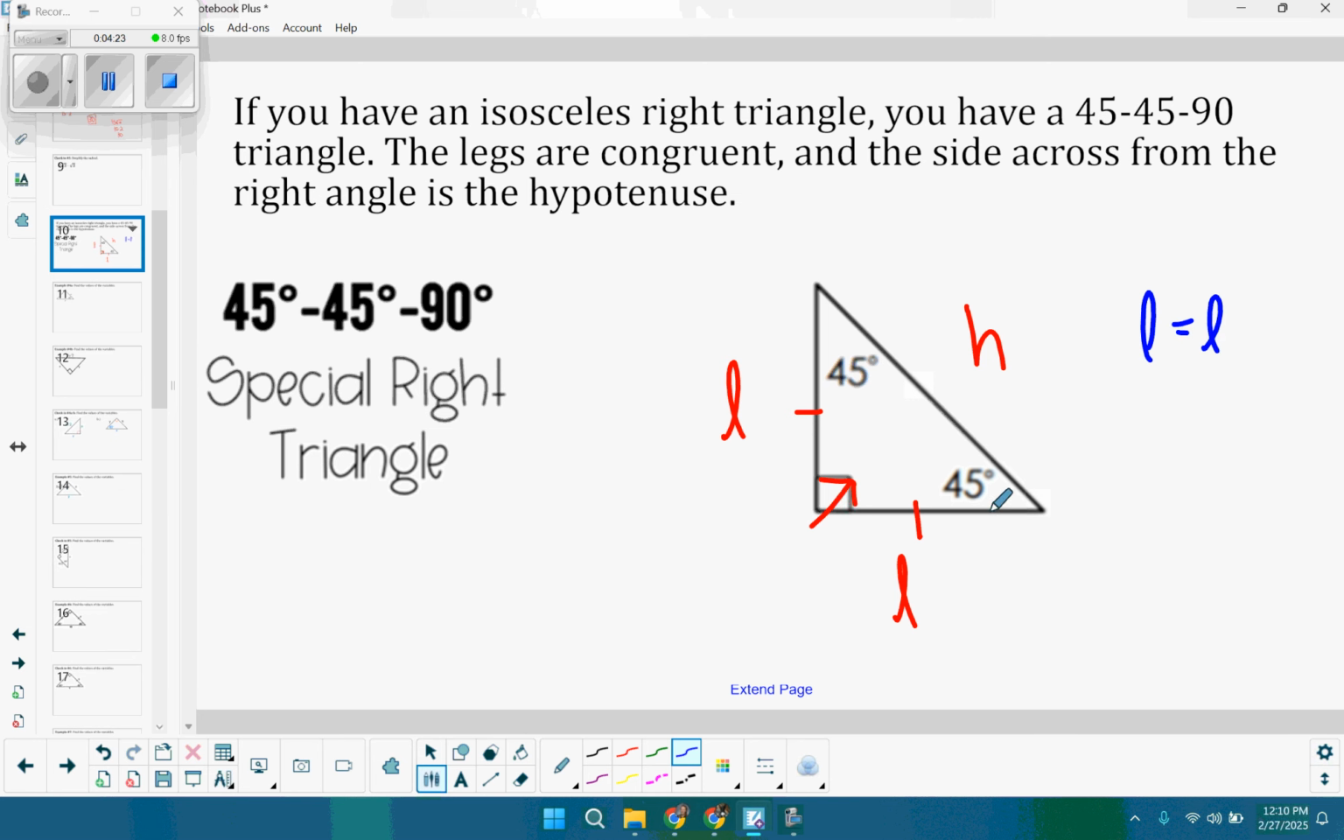But the other thing that's always going to happen in every single 45-45-90 triangle: the hypotenuse is going to equal the leg times the square root of 2. So these are the two formulas we're going to use for 45-45-90 triangles. Every problem I get, I'm going to label with the two L's for the legs and the H for the hypotenuse. And every time, I'm going to write my equation out so that I can solve it.